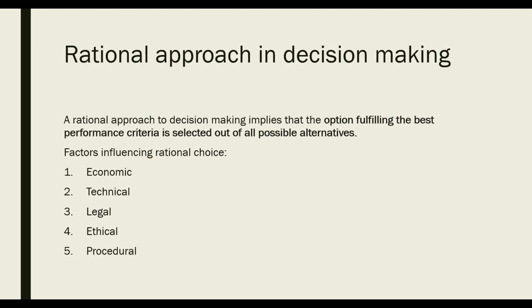Understanding the rational approach in decision making. So as I said, we're going to focus on the rational approach. Now we already know the rational approach. The rational approach to decision making implies that the option fulfilling the best performance criteria is selected out of all the possible alternatives. So this is very important. For the software and the system which you are creating, your system should have a rational approach.